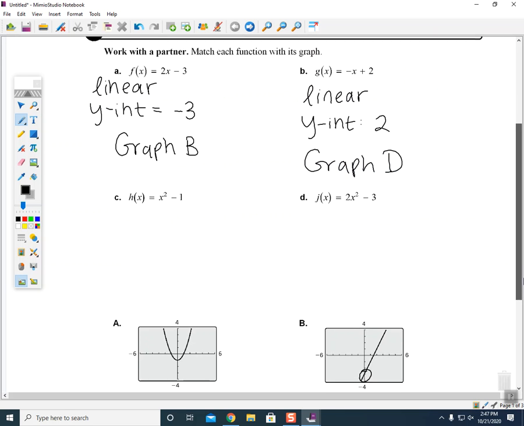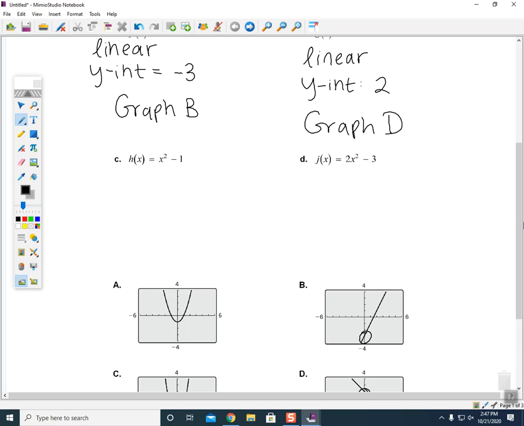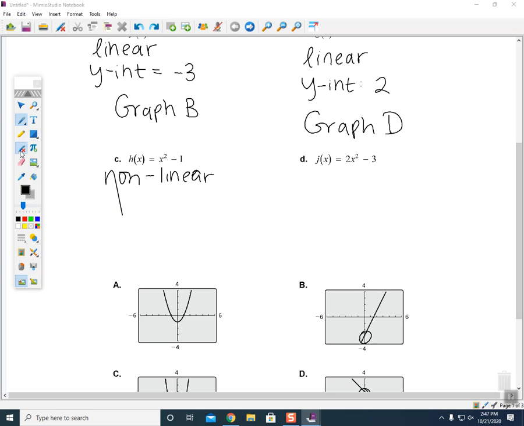All right, letter C. I've got h of x equals x squared minus 1. I know that because my x has an exponent that is not 1, this is going to be a nonlinear function. And even though it's nonlinear, this number that comes after is actually still going to tell me where my y-intercept is. So if I look at this, I have x squared minus 1. My y-intercept is going to happen at negative 1.